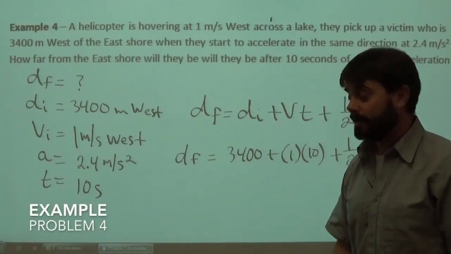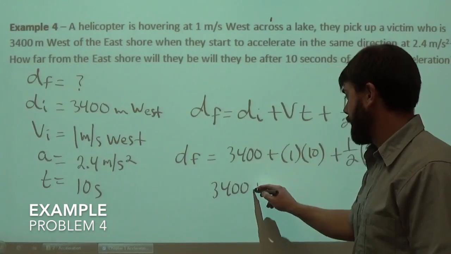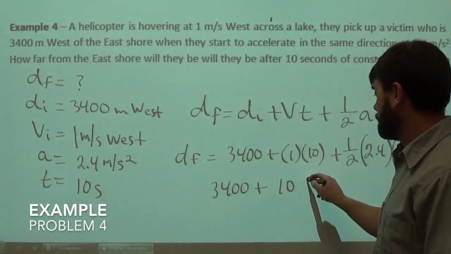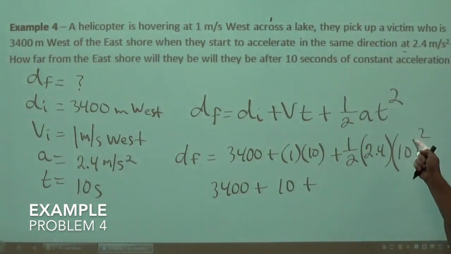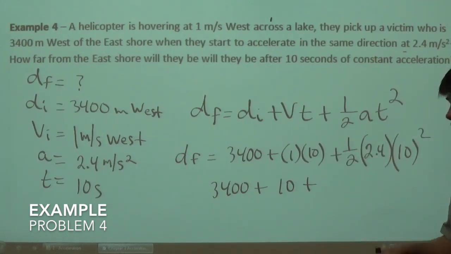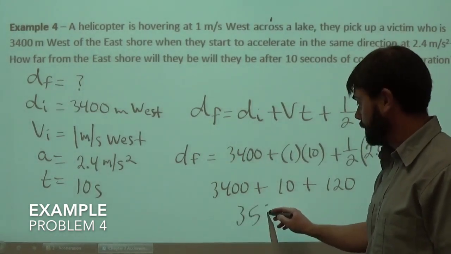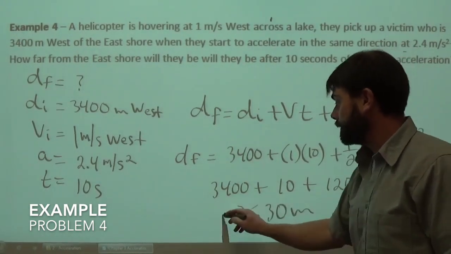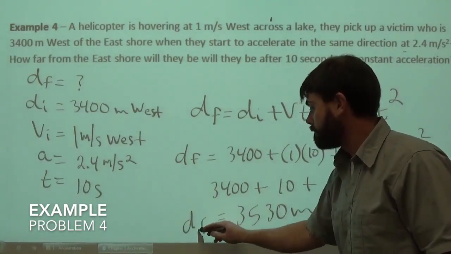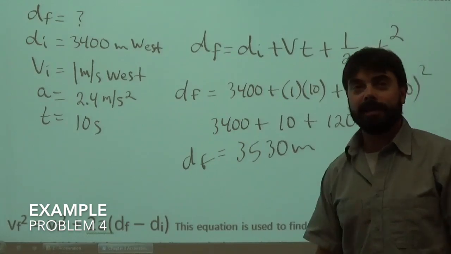Order of operations and then solve. 3,400, 10, 10 times 10 is 100, times 2.4 is 240, cut in half, 120. Get the sum, add all the values together, and you get 3,530 meters. That would be the final distance.